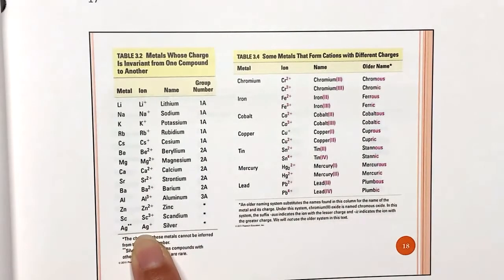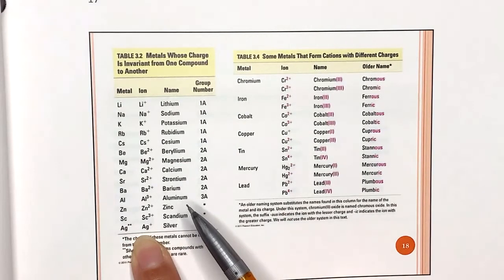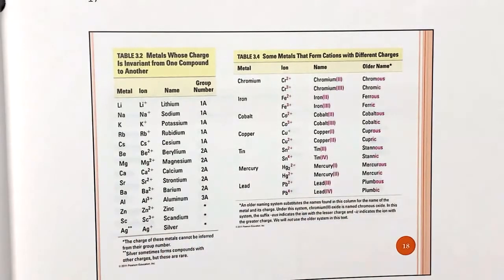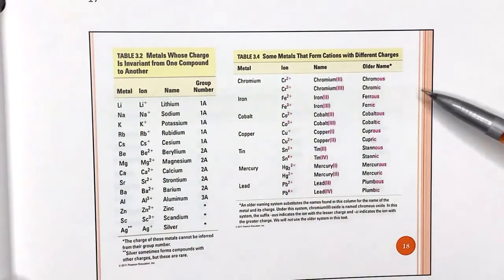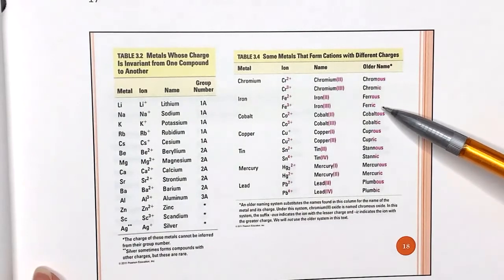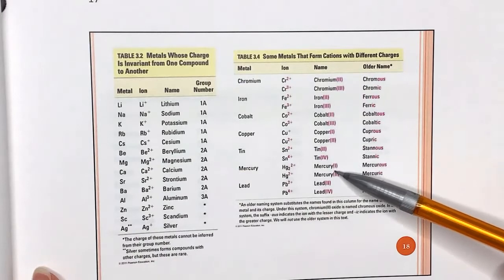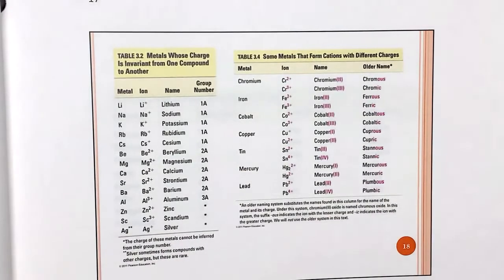If you memorize these as the ones that do not change charge, you don't have to write Roman numerals for these. Everybody else, go ahead and write the Roman numerals, okay? So these are older names, cool names, but you don't have to worry about memorizing this as long as you know what charges they are. Okay, what kind of charges they are?